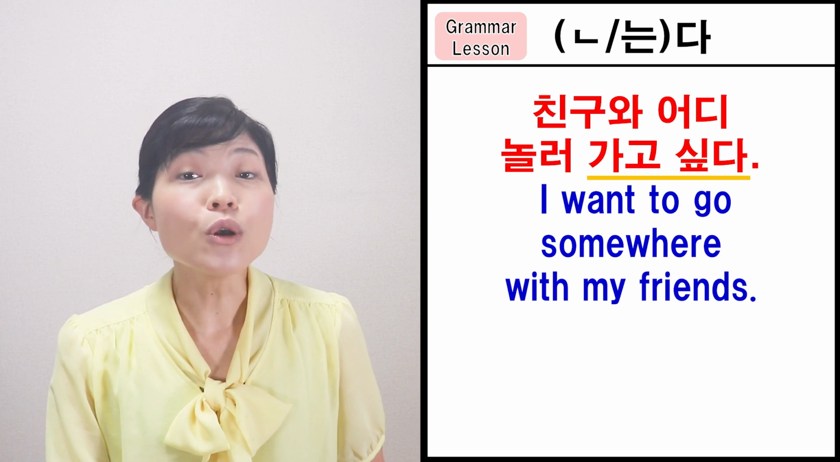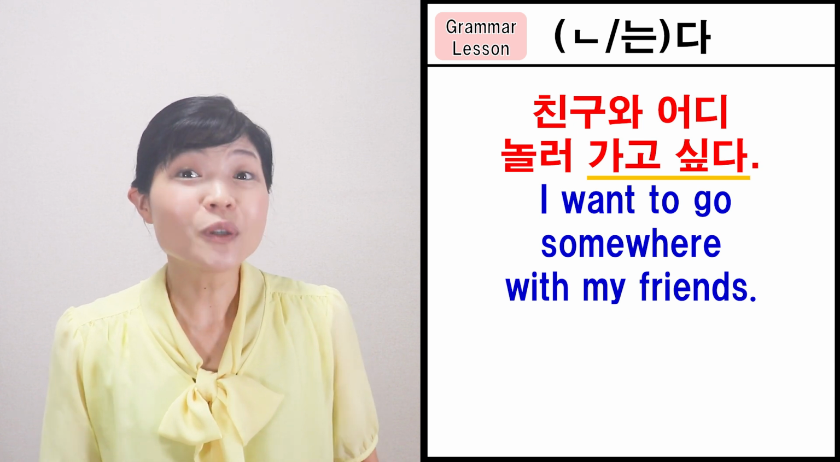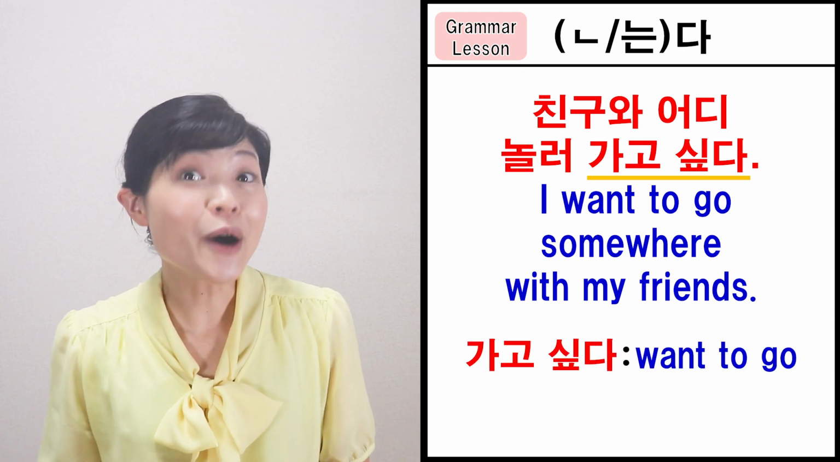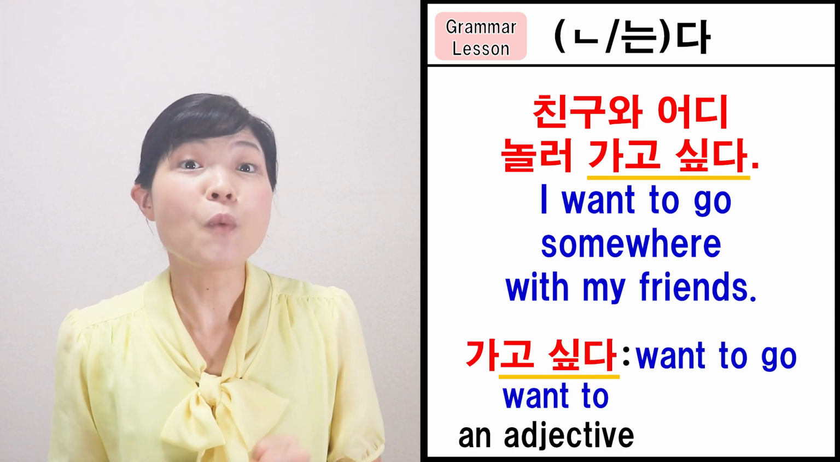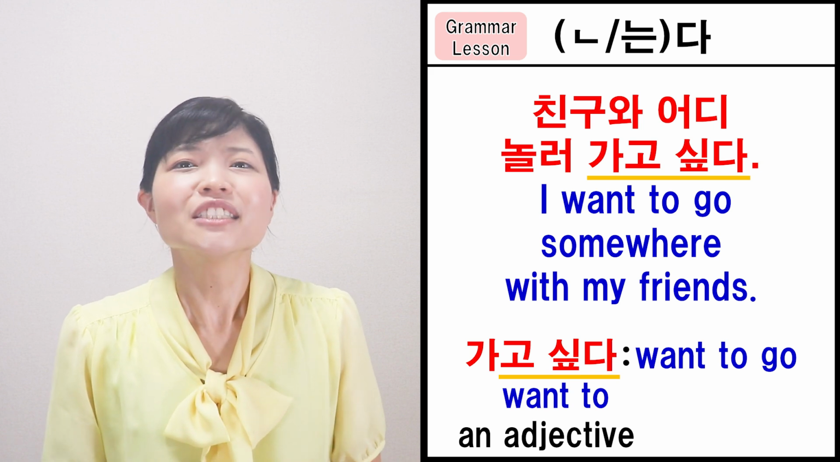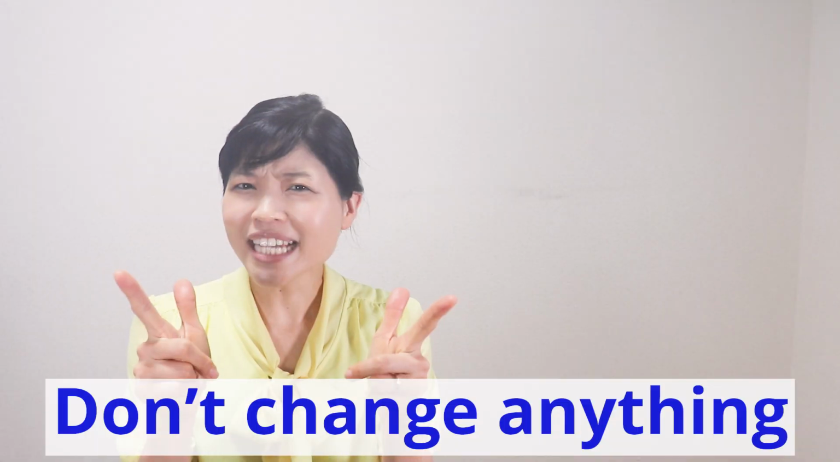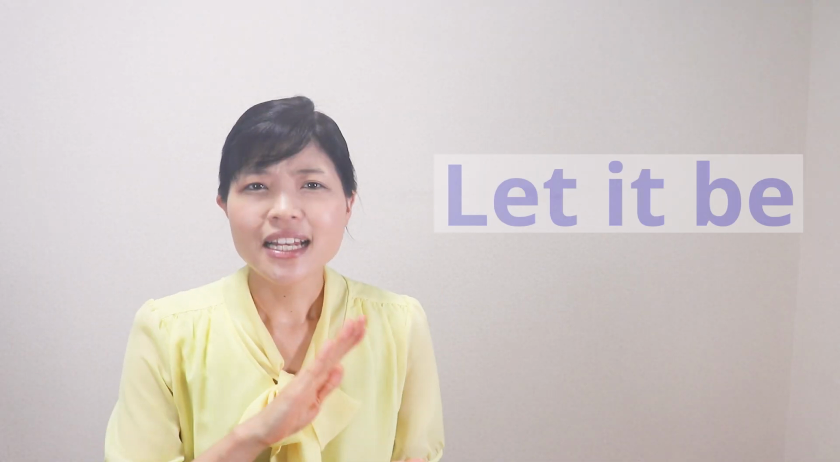친구와 어디 놀러 가고 싶다. I want to go somewhere with my friends. Here, 가고 싶다 means want to go, right? This 싶다, wants to, is an adjective. So you just use the dictionary form. Don't change anything. Just let it be.